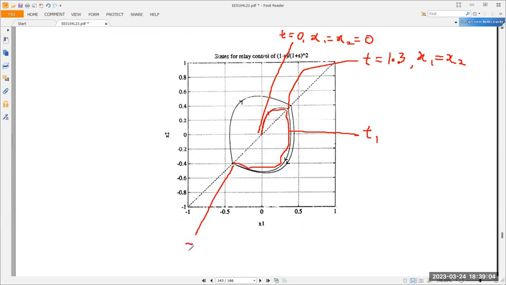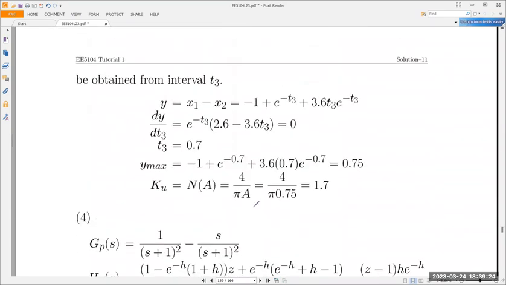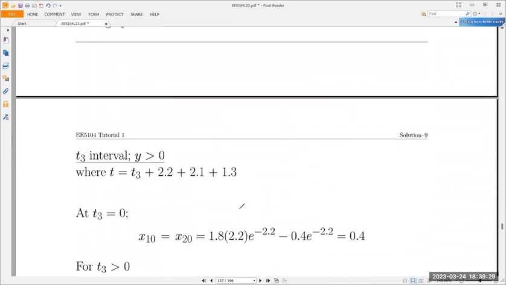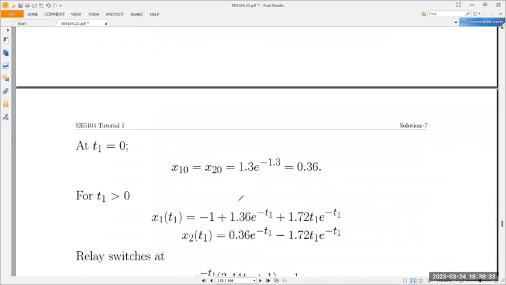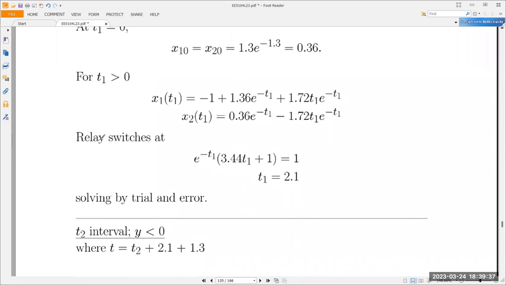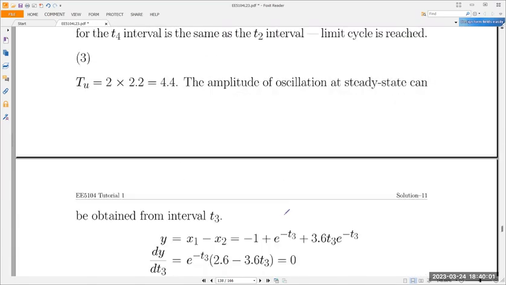The relay, +1 or -1 switch, will be when here. So this one is T1 equals what? You know that the condition is x1 equals x2, which is correct because it's a 45-degree line. So let's solve for where this is. You equate x1 equals x2. So you stick that in here, you stick that in here, you will get this equation. You solve. The changeover is T1 equals 2.1. So you know that you will reach here at 2.1.